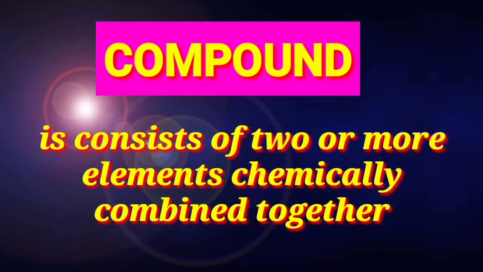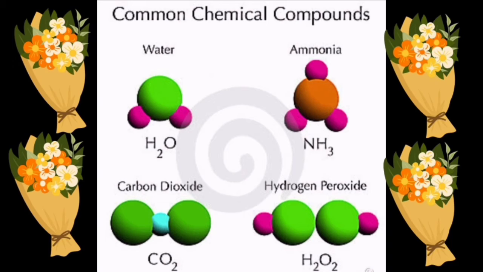What is a compound? A compound consists of two or more elements chemically combined together. Water is a compound because it is a combination of hydrogen and oxygen. Ammonia is also a compound because it has two elements, which are nitrogen and hydrogen. Carbon dioxide is also a compound because it consists of carbon and oxygen. Hydrogen peroxide is also a compound because it consists of hydrogen and oxygen.